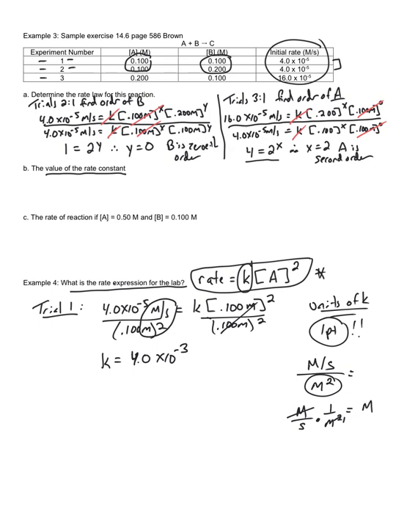Or you could have also multiplied across and had molar over seconds molar squared. Reducing down, we end up getting 1 over molar times seconds. That is the units on the rate law, 1 over molar seconds.